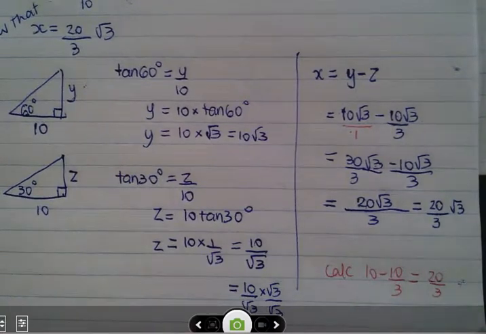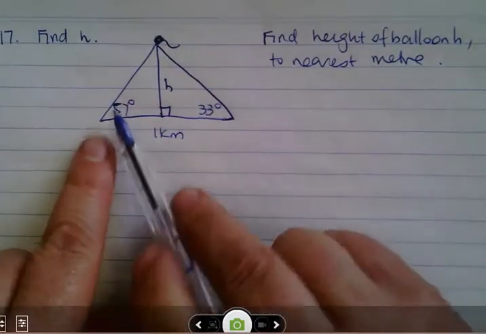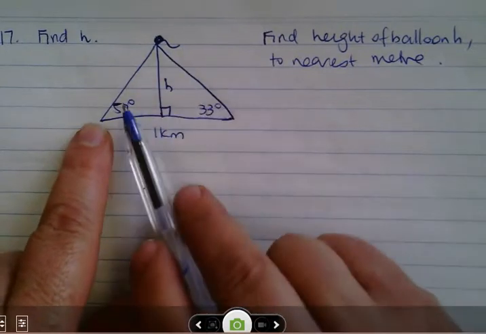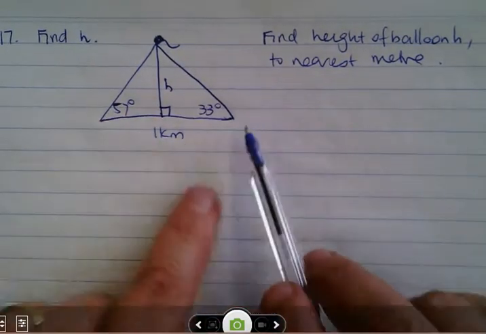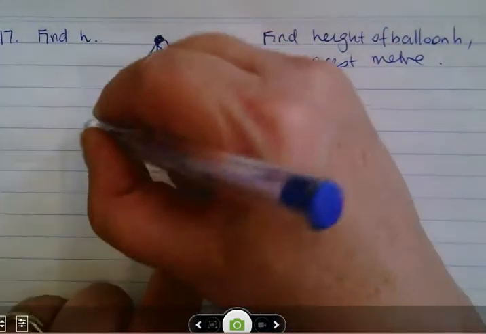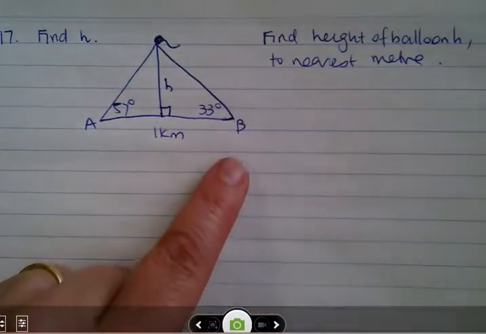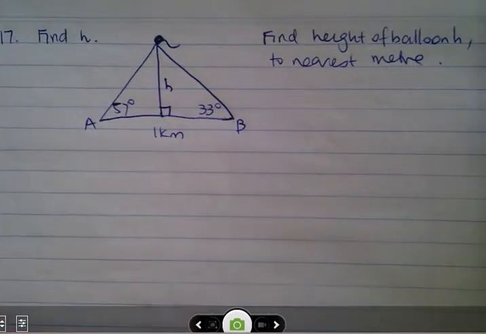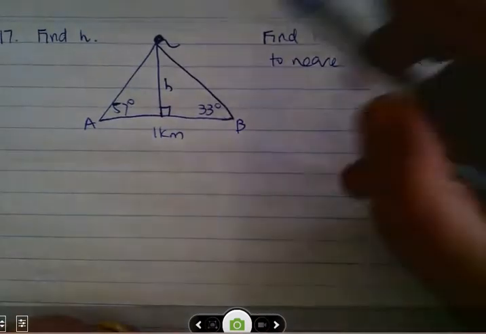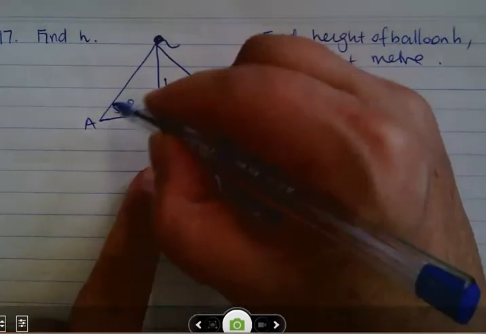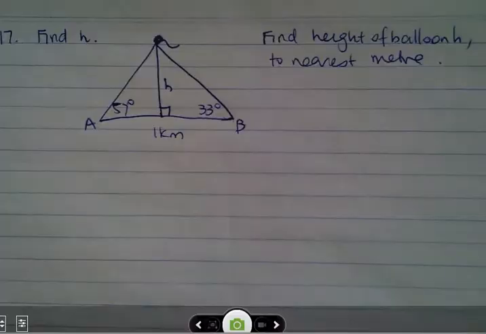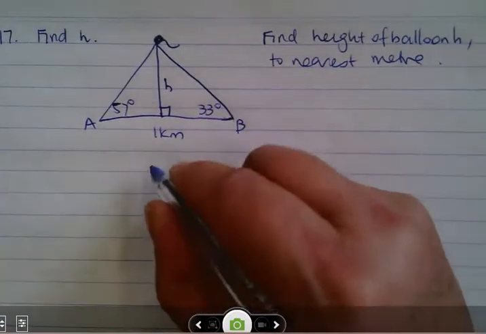All right. This is a balloon. This is the question. The angle of elevation from this point A to the balloon is 57 degrees. The angle of elevation from point B to the balloon is 33 degrees. They want to find how high the balloon is above the ground, and all they've told you is that it's 1 kilometer from A to B. So we've got to do something. Anyone got any ideas?